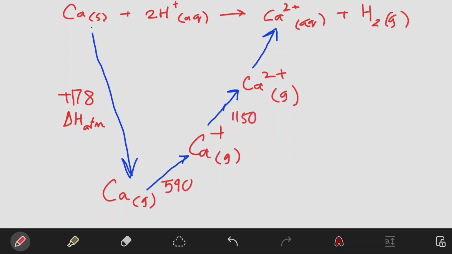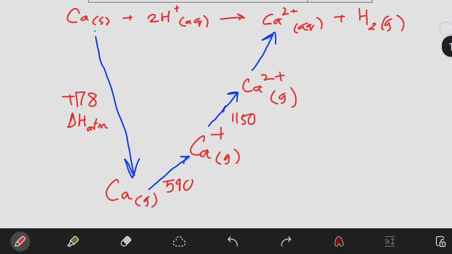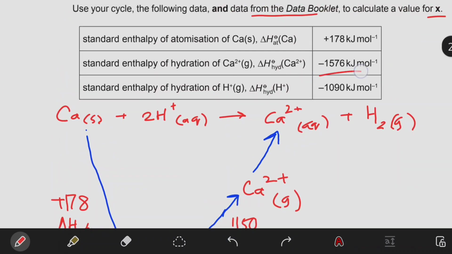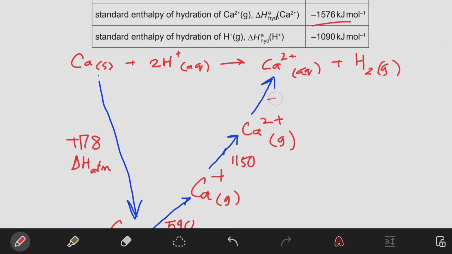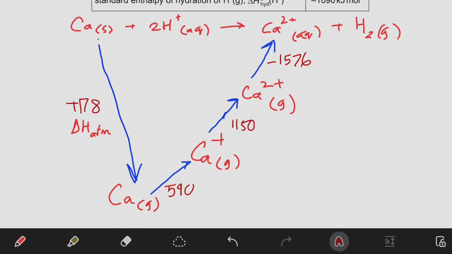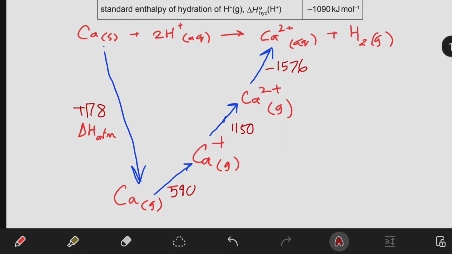And now what is this? The third arrow. This would be finally our enthalpy change of hydration, and that is given in the table. Minus 1576. Okay, so the calcium part is done.